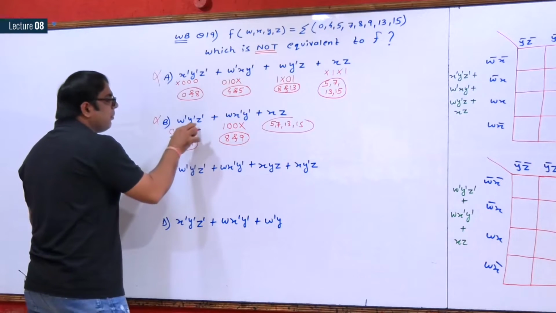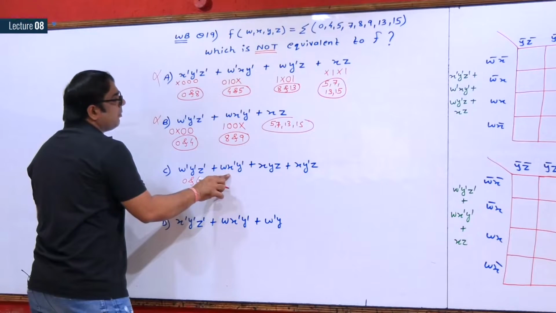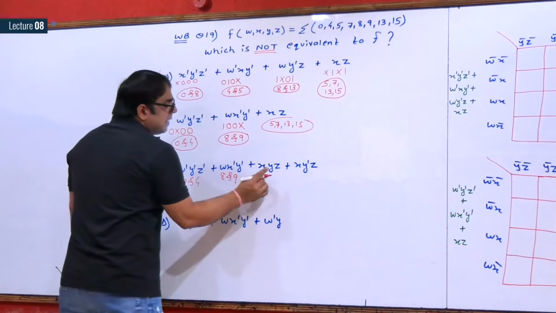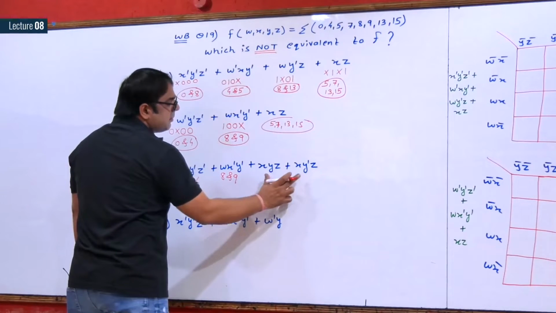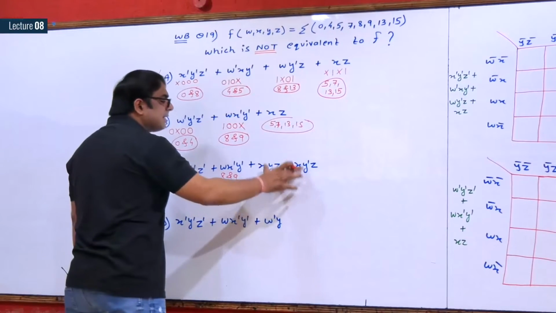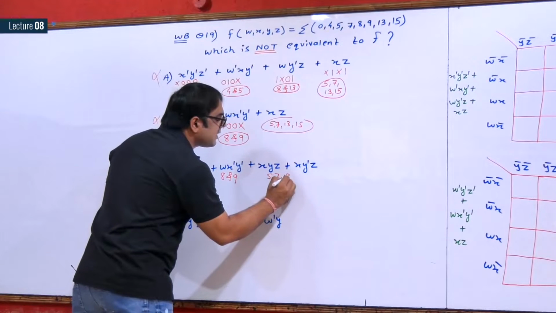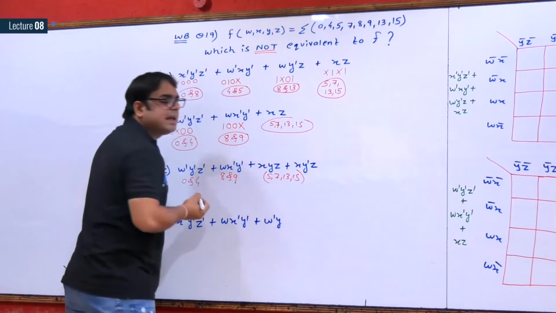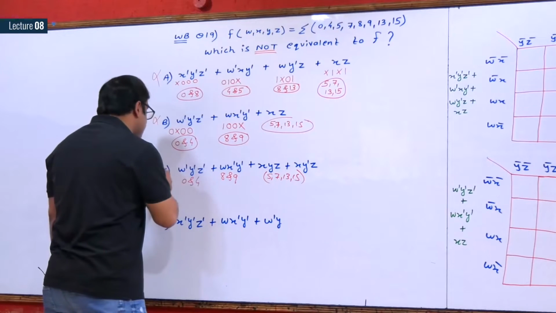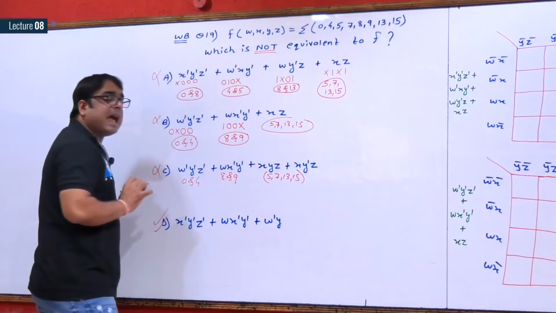W complement, Y complement, Z complement already calculated, 0 and 4. W X complement, Y complement already calculated, 8 and 9. If you will notice, both these are combinedly equal to XZ only. It means it is 5, 7, 13, 15. So this option C is also not the correct option. Definitely option D has to be correct.